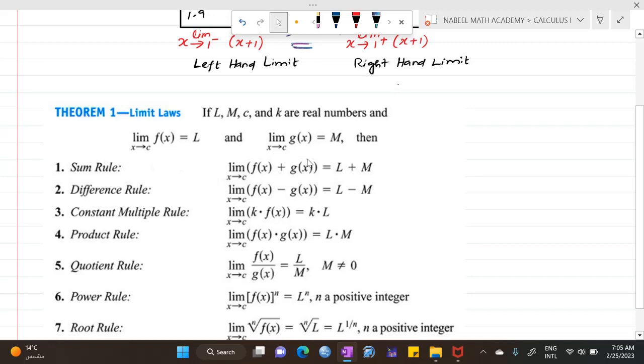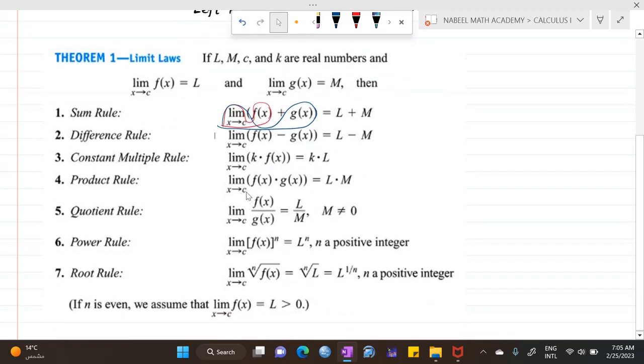If you have two functions, this is a linear property of the limits: f of x plus g of x. You can apply the limits separately, to the f and g. You can apply the limit for f and then apply the limit for g. So this is the first rule. Similarly, if it is minus, you can apply the same thing, linear property. And if you have a constant k, you apply the limit only for f of x, not for the constant.